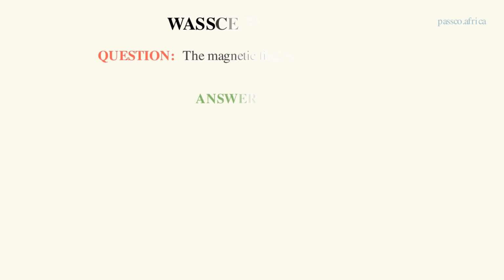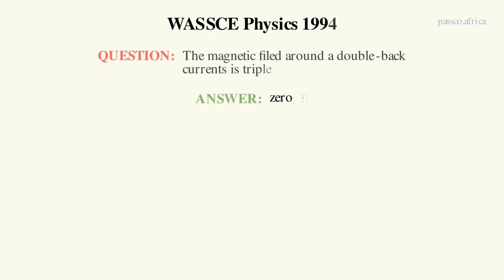Welcome to Passco Africa. Here is the question. The magnetic field around the double helix currents is triple. Now, try it yourself.